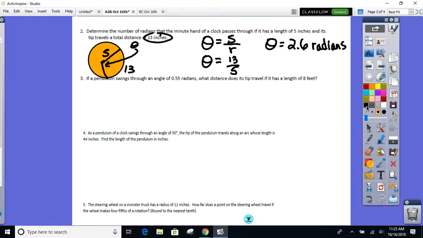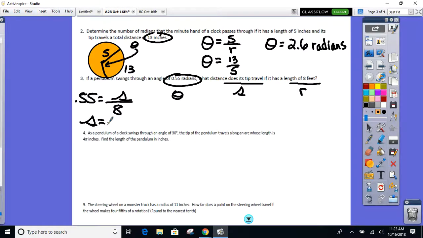Okay, pendulum swings through an angle of 0.55 radians. Oh, say this will be my what? 0.55 radians. That'll be my theta. What distance does the tip travel? Which will be what? That'll be S. If it has a length of 8 feet, and that'll be my R value. Yep. So 0.55 equals S over R, which we said was 8. How far is this pendulum going to have to travel?